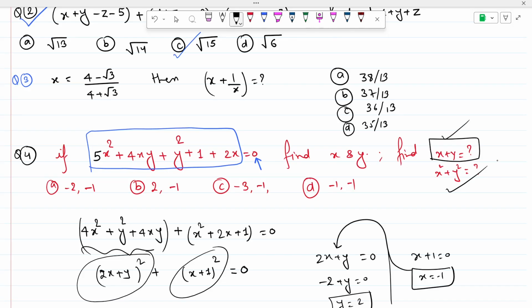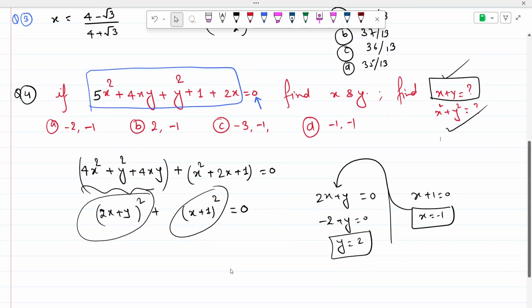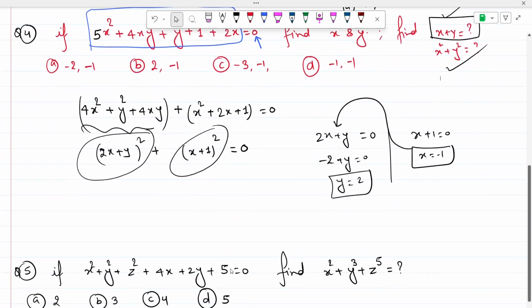You have to use your presence of mind, and these questions are for extra marks. If these kinds of questions come, these are not simple ones. It depends on your presence of mind, how you are thinking.